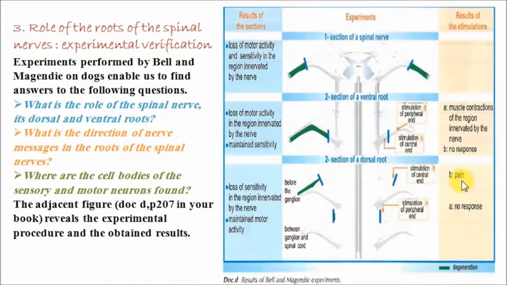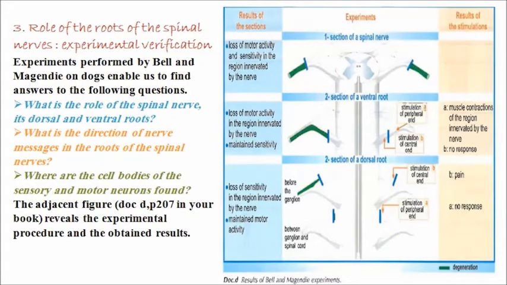When they stimulated the central end here, they observed pain. Okay? B, stimulation of the central end, pain. However, when they stimulated the peripheral end here, which is cut away, there was no response. This is going to tell you that stimulating the central end, the message went to the spinal cord. But when they stimulated the peripheral end, the message could not reach the spinal cord since the pathway has been cut.